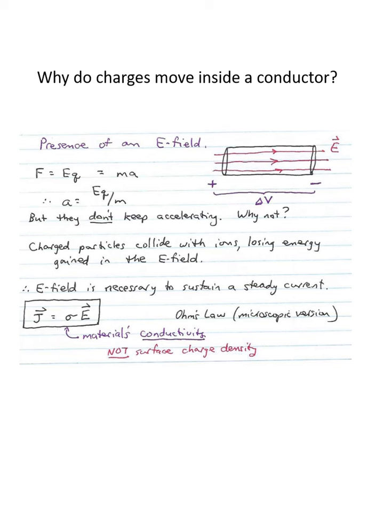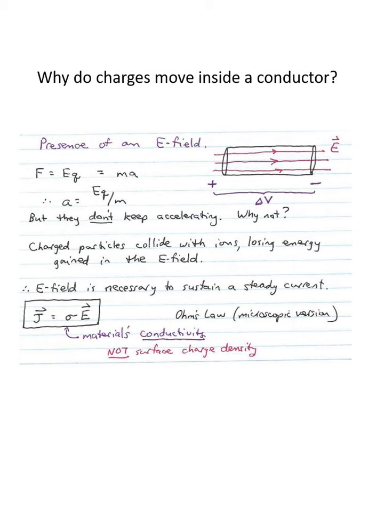If you take this segment of wire, as I've drawn it, from one end to the other, there is an electric potential difference. And remember the rule that electric field lines always point in the direction of decreasing potential. So there's that delta V, positive on the left, negative on the right.